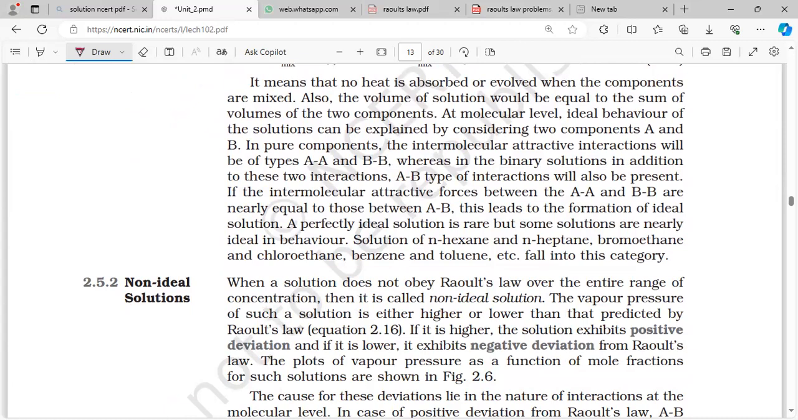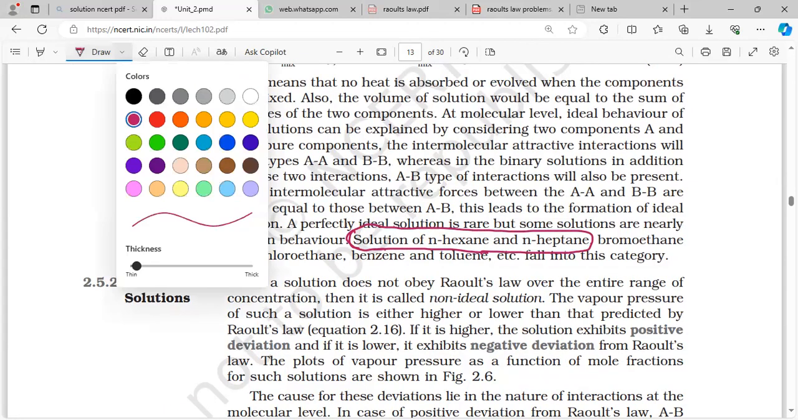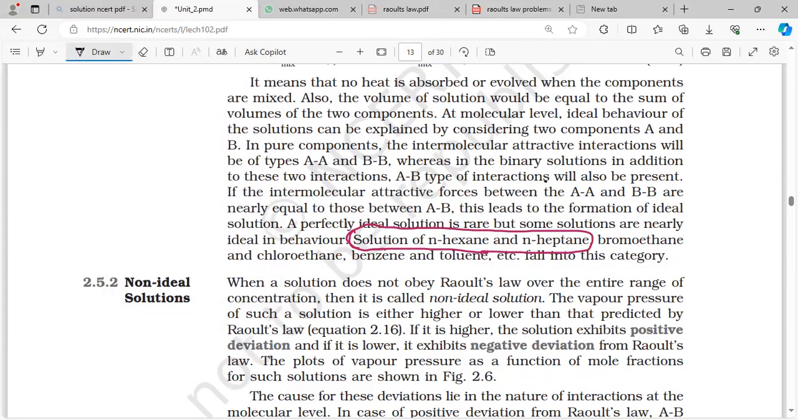So, understood this one? Yes, sir. I will ask you, here this one, n-heptane and n-hexane. Why are they ideal solutions? What reason will you give?